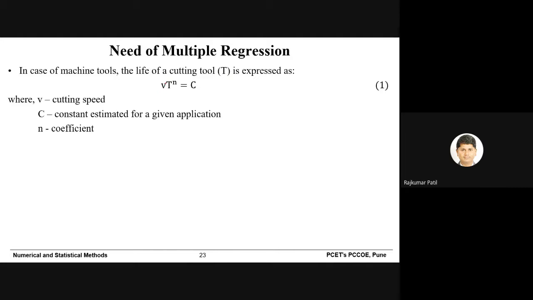And the life of the cutting tool is dependent on the cutting speed V. So you can see, this is the general relationship, equation number 1, which is widely used in machine tool industries to find out the life of the cutting tool. And equation 1, as I told you, is very popular. In this equation, V is cutting speed, T is cutting tool life, N is the coefficient or exponent, and C is the constant that is estimated for the given application.